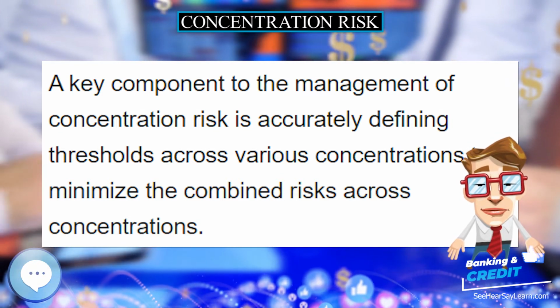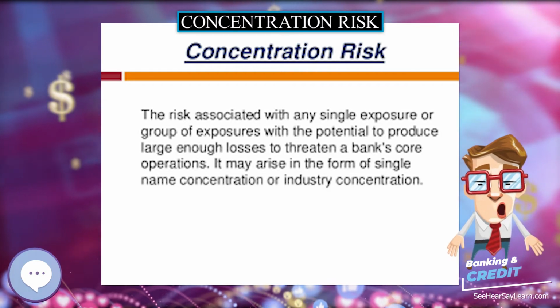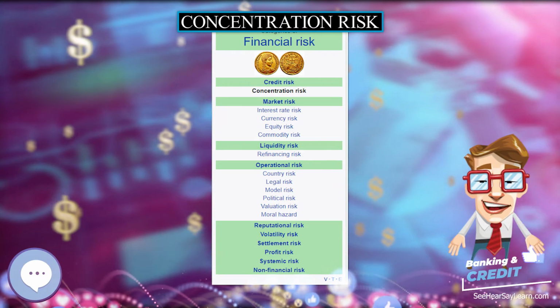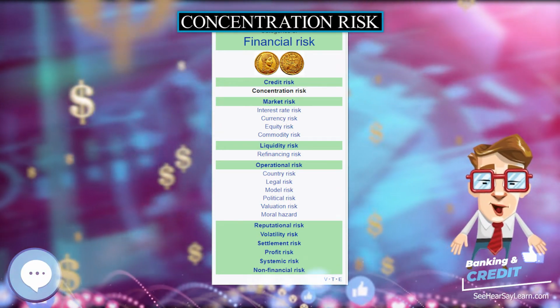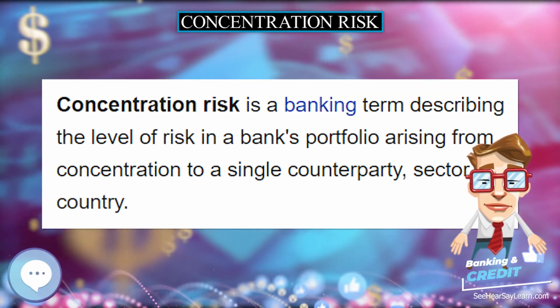To illustrate, a portfolio with 10 equally sized loans would have a concentration ratio of 0.1 or 10%, whereas a portfolio of 10 loans, 9 equally sized and 1 equal to half the value of the portfolio, would have a concentration ratio of 0.27 or 27%.